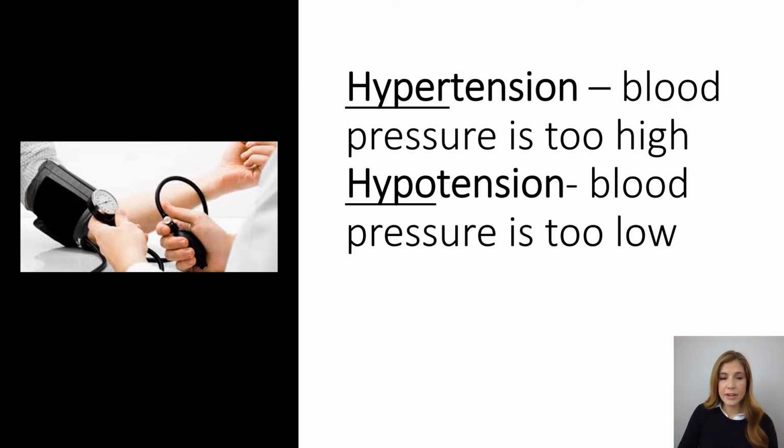So a quick vocabulary word review. Hypertension is when the blood pressure is too high, and hypotension is when the blood pressure is too low. The prefix hyper always means too much or excessive. You can remember that by thinking of a hyperactive child. And the prefix hypo always means below, and I think of this by remembering that a hippo is under the water, and by picturing that, it helps me remember those prefixes.